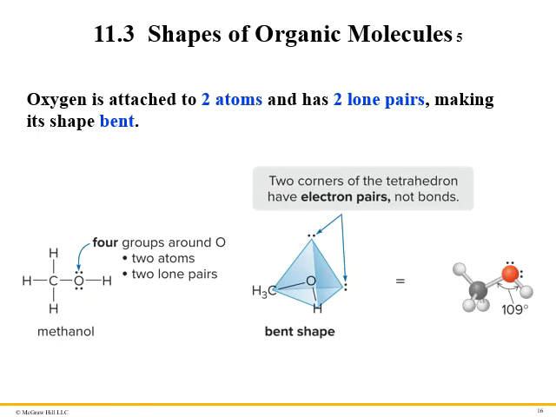Oxygen, on the other hand, is attached to 2 atoms and it has 2 lone pairs, making its shape bent. So it's sort of like a tetrahedron, you can see it right here, but 2 of the corners are going to be lone pairs, and the actual bonding pairs, this one's right here on the bottom part of the structure, that's what the name bent comes from, because it's sort of like bent in that direction.